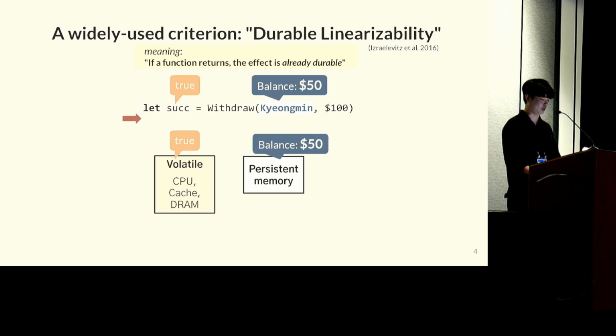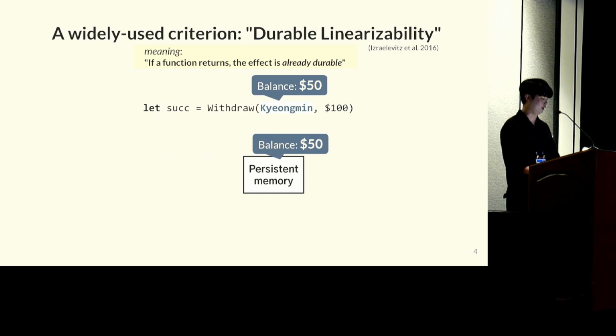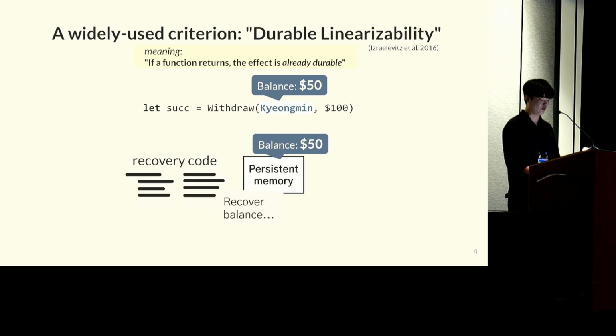The function returns true, stored in volatile memory such as cache or DRAM. If a crash happens, volatile memory disappears. But after a recovery algorithm restores data structures, $50 stays in persistent memory. Thanks to durable linearizability, the withdrawal effect remains after crash.